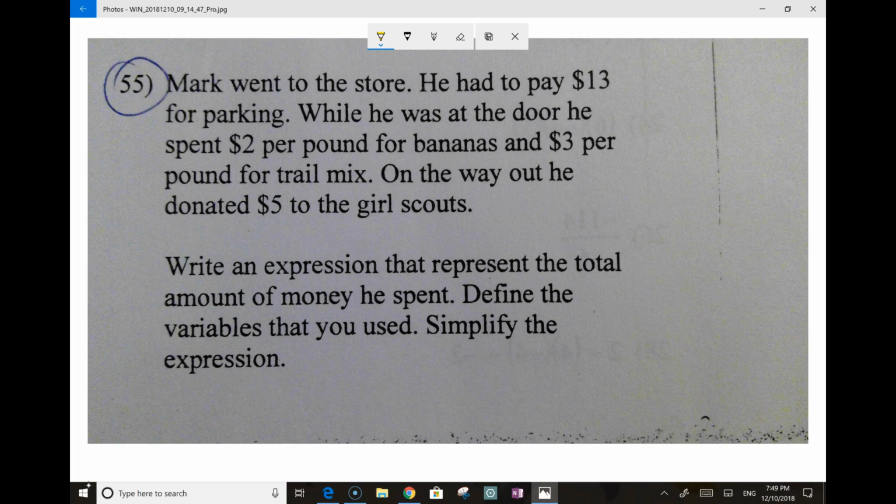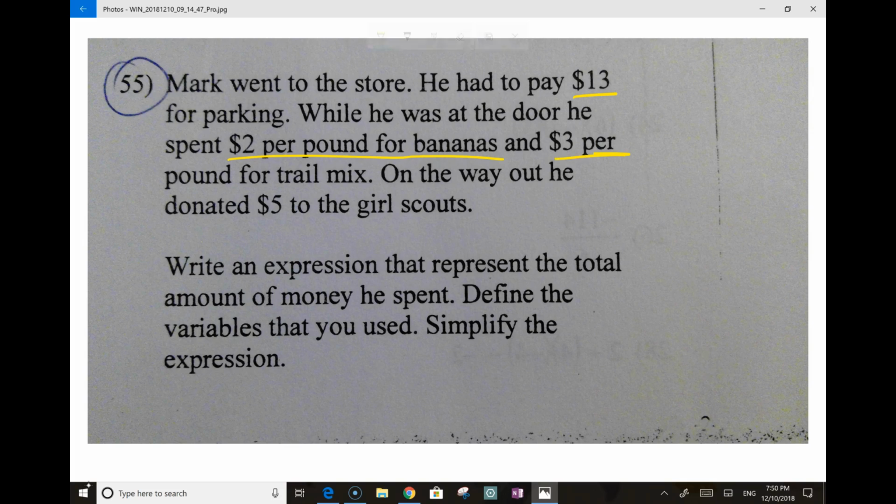So let's first identify what's important from what we read. So he had to pay $13. This is a one-time payment. He pays it, he parks the car, and he's good. Now, when he was at the door, he spent $2. He spent $2 per pound for bananas. Because we're not told how many pounds he actually bought, we need to represent this with a variable.